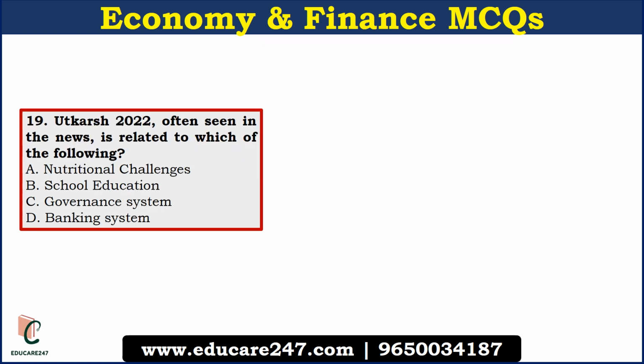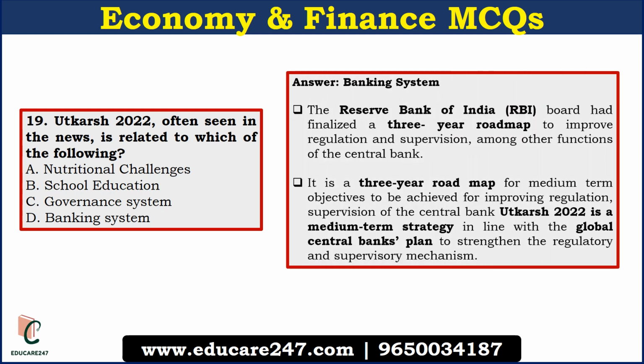The next question is, Utkarsh 2022, often seen in the news, is related to which of the following? The answer is banking system. Basically, it is a 3-year roadmap plan of RBI to improve regulation, supervision and other functions of the central bank. This plan is on the lines of a Global Central Bank Plan. So that is also very important.